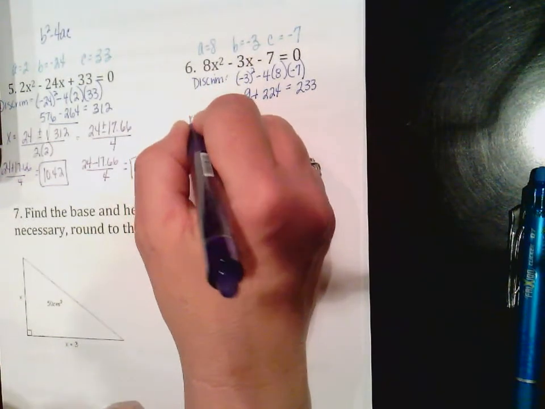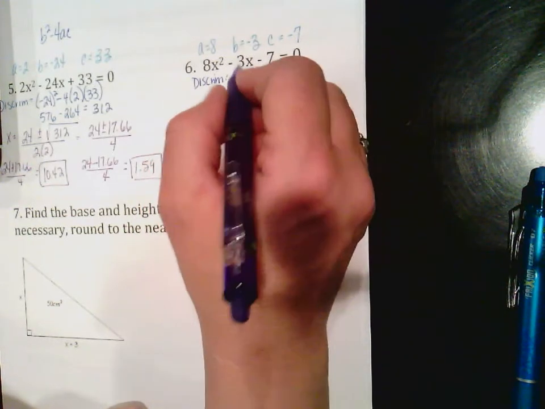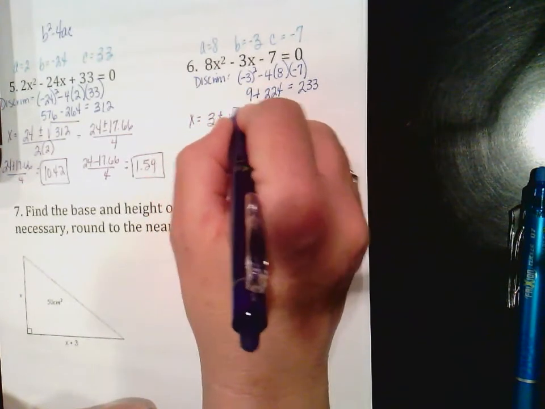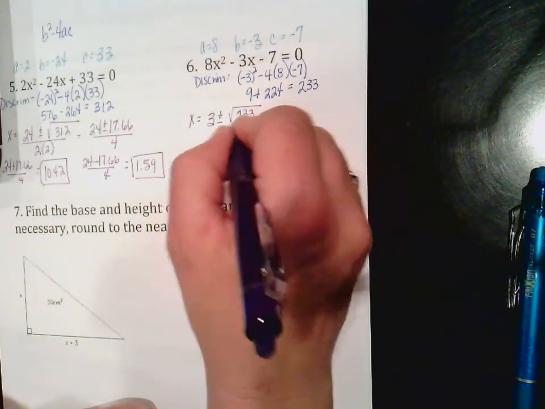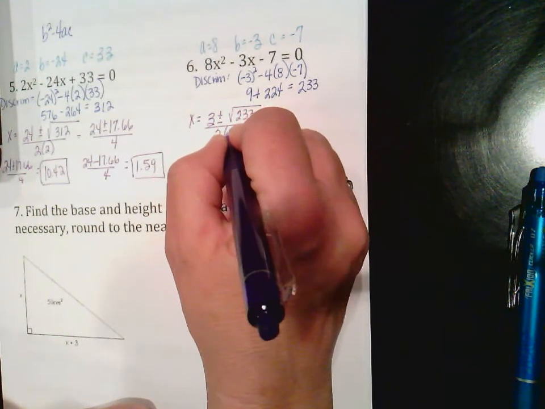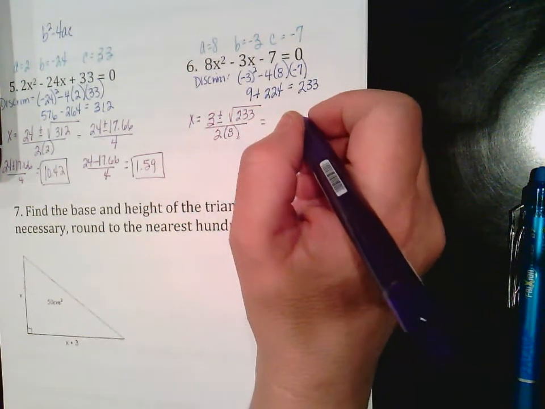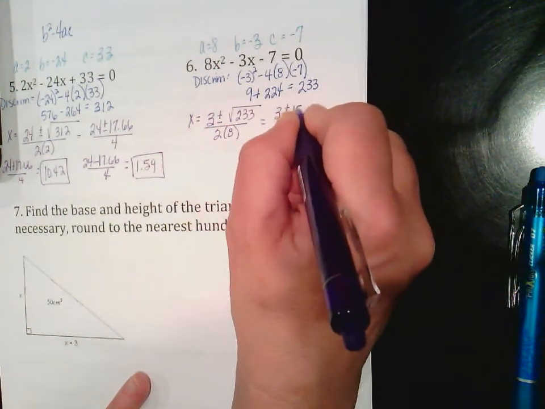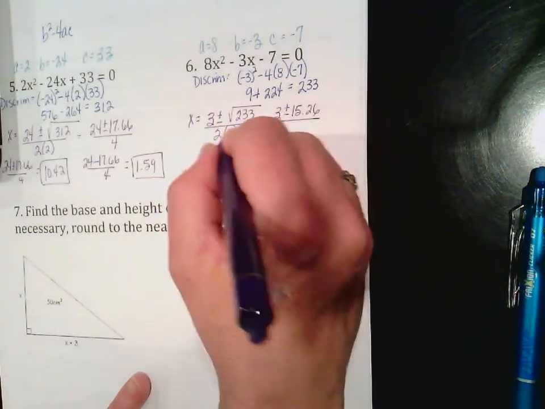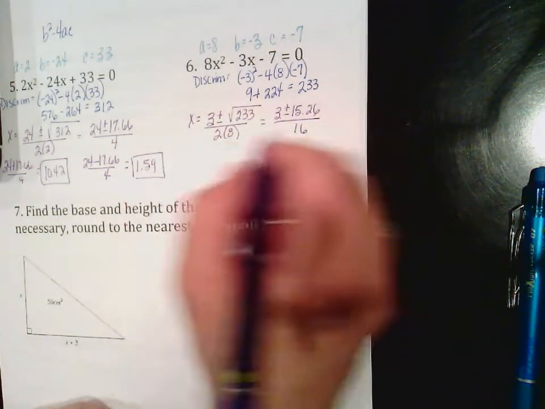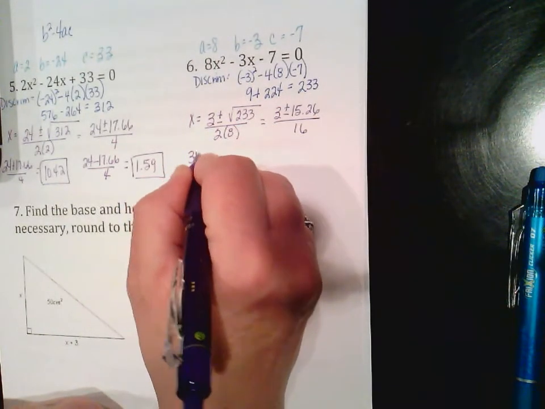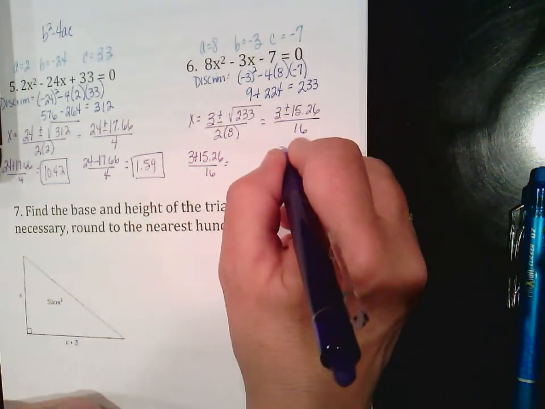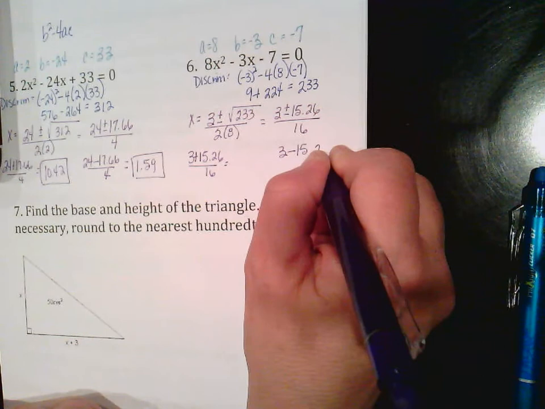To find those solutions, I'm going to plug them into my quadratic formula. X is the opposite of b. b is -3. The opposite of that is positive 3, plus or minus the square root of that discriminant, 233, all over 2 times my a value, which is 8. Square root of 233 is 15.26, so this is 3 plus or minus 15.26 all over 2 times 8, which is 16.